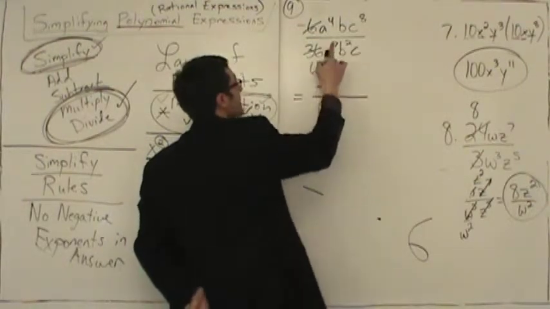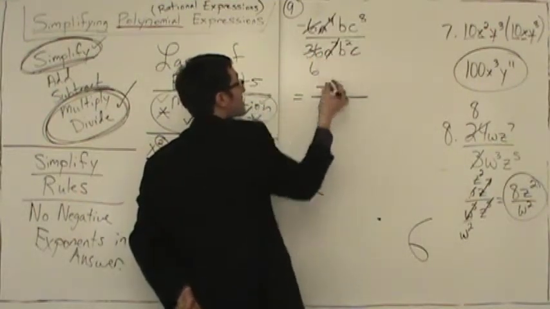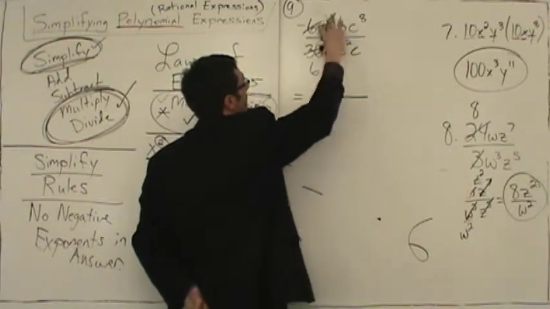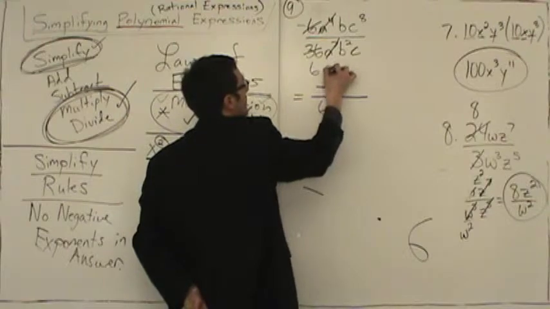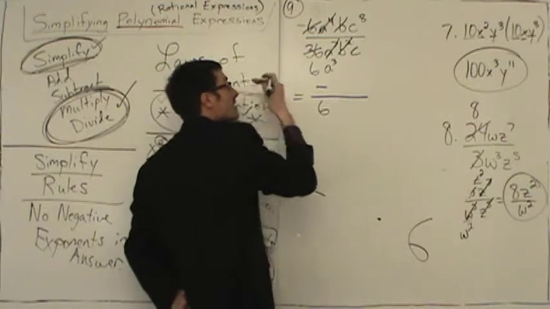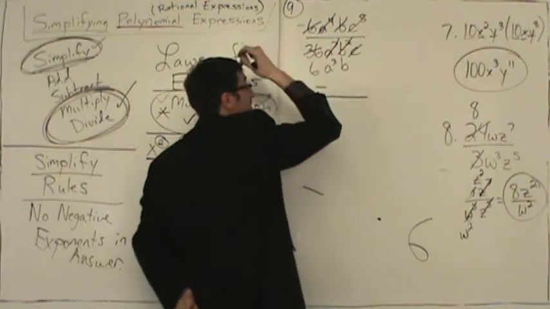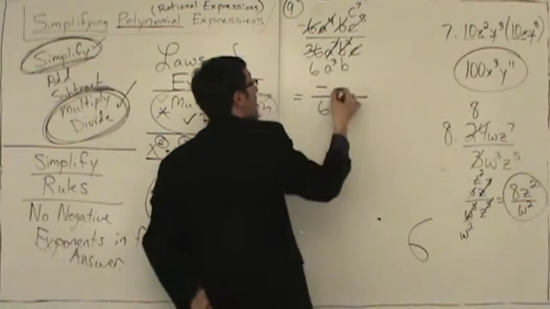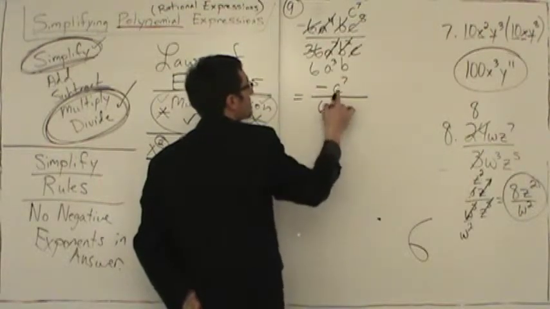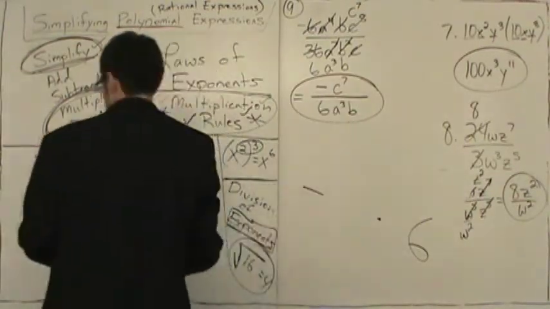Now let's cancel our variables. Hopefully from the previous example, 4 A's cancel with 7 A's, leaving how many A's? We're subtracting. 7 minus 4 is 3. So we're left with 3 A's, but where are they? They're on the bottom because we had more A's on the bottom. 1B canceled with 2 B's, leaving how many B's? Well, 1B, where? On the bottom. 1C cancels with 8 C's, leaving how many C's? Hopefully you say 7 C's on top. So we're left with what? Negative C to the 7th over, on the bottom we have 6A to the 3rd B. So our final answer is negative C to the 7th over 6A cubed B.